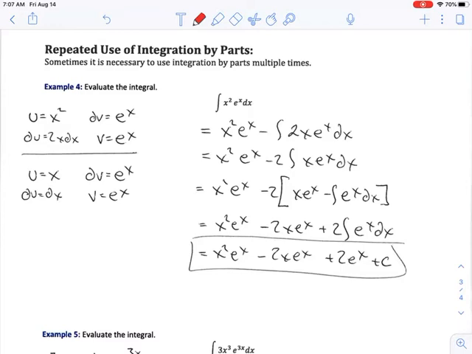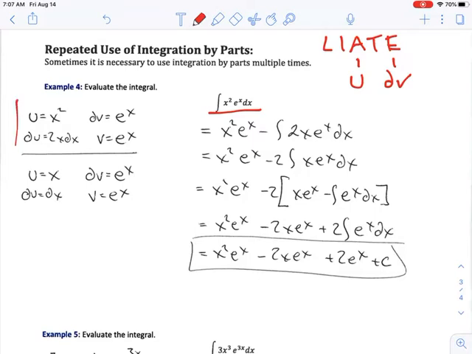We're starting with the function x squared e to the x. So we have an algebraic function and we have an exponential function. So if we just write L-I-A-T-E here, just to remember, the algebraic function is here, exponential is here, so this becomes my u and my dv.